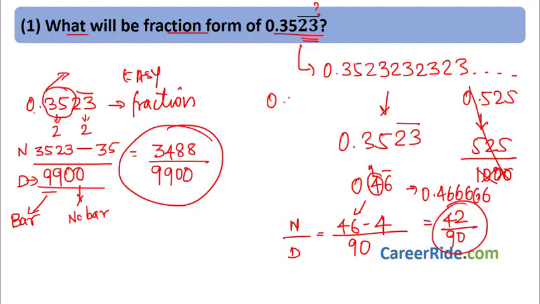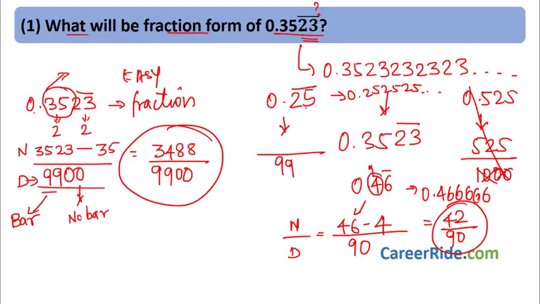Let us take another example. 0.25 with a bar. What would it be? It actually means 0.25, 25, 25 and so on. For the denominator, how many digits are there below the bar? 2. So there will be 2 nines. How many digits are there without the bar? There are no digits, so no zeros will come over here.